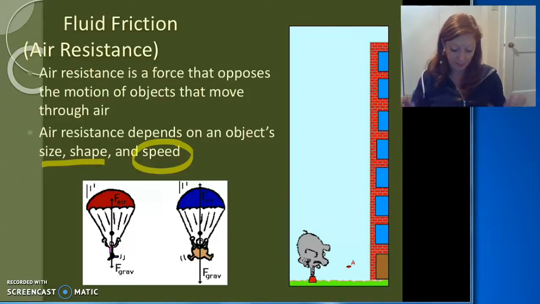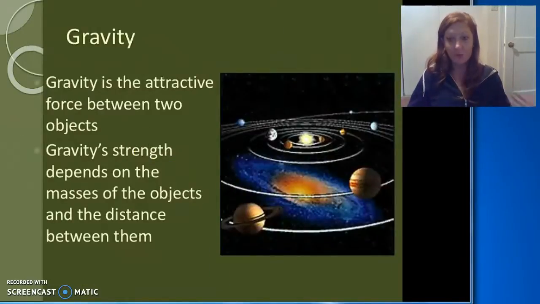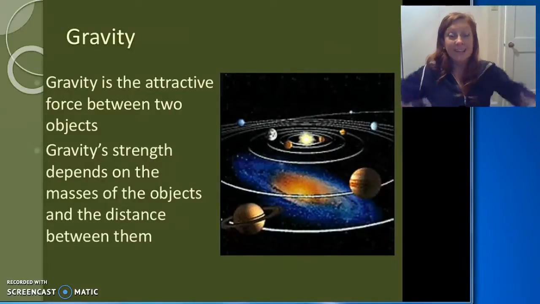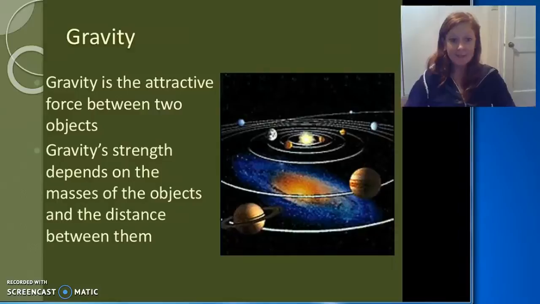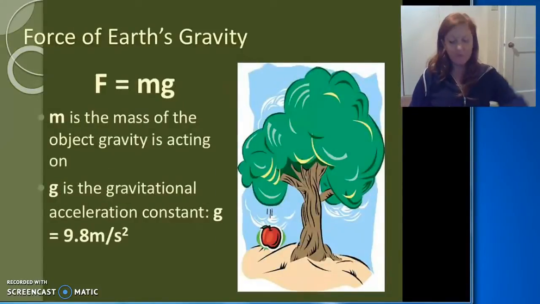Now, we need to talk about one more thing, what makes things fall in the first place, and that is gravity. So gravity is an attractive force, and gravity is between really any two objects with mass, but we're going to talk mostly about gravity on Earth. So on Earth, the force of gravity is going to accelerate all objects downward toward the Earth at the same rate, at this gravitational acceleration, g.